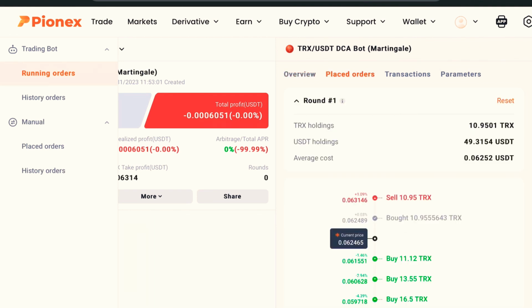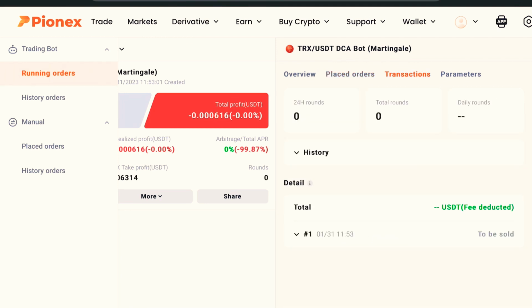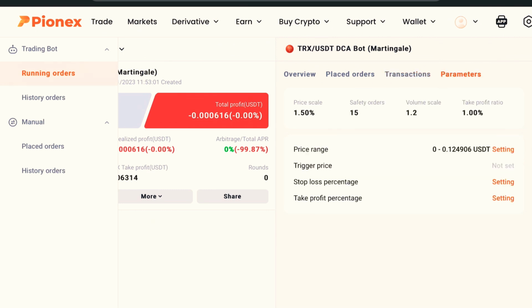And here, when we click placed orders, we can see how much of Tron we have bought, how much of USDT we are holding in case, and the average cost of Tron. It's very important to know the average cost of Tron here. I'll teach about that in the next video, explaining how to take a bot out of a red zone, right? So yeah, these are the settings of this trade.